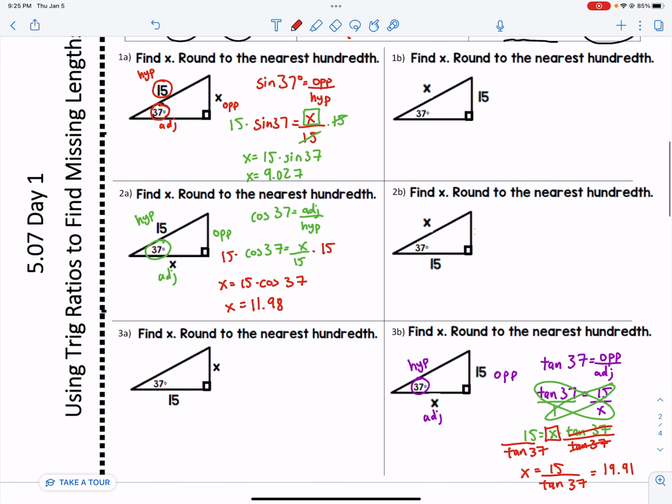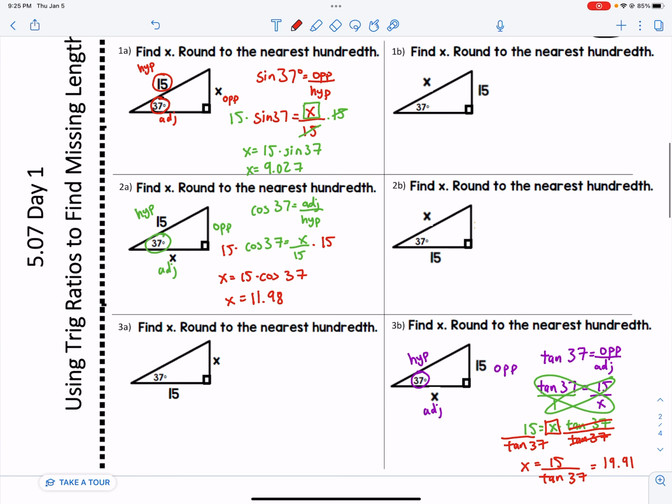Alright, go ahead and try 1b, 2b, and 3a, and check your answer on the next slide. I'm not going to show you the work, so I will need you to try it to get your answer. Good luck.